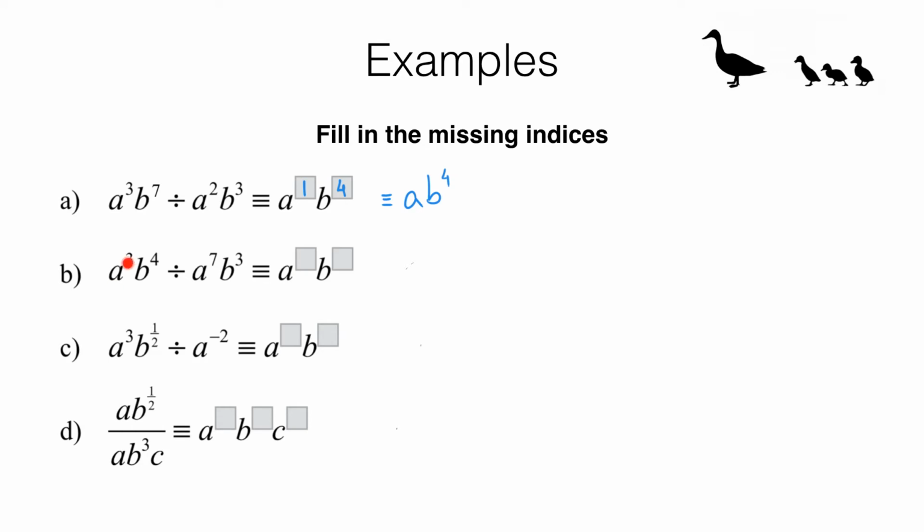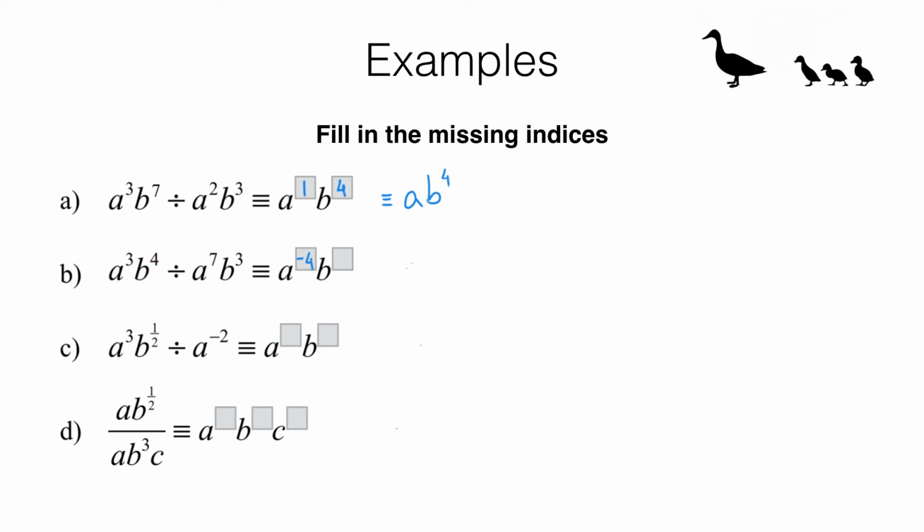We've got a cubed b to the power of 4 divided by a to the power of 7 b cubed. Just like before, I've got a product of powers divided by a product of powers, and we've got some of the same bases. So what I can do is subtract indices just like before. A cubed divided by a to the power of 7 is going to be a to the power of 3 minus 7, which is negative 4.